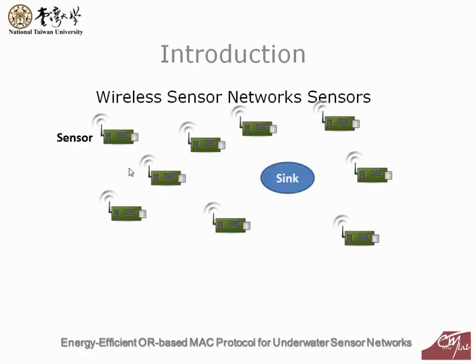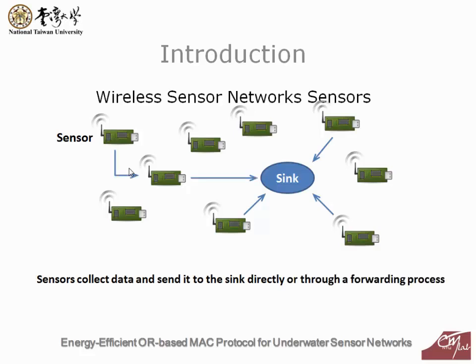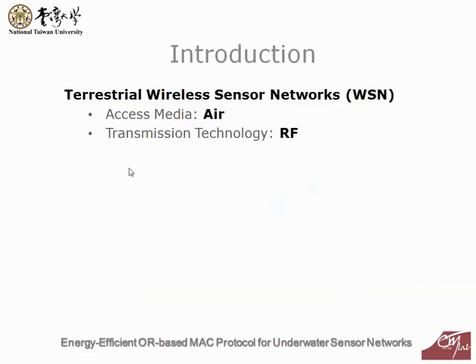And what is a wireless sensor network? It basically works with a sink and many sensors sending the information to that sink, sometimes directly or sometimes through a forwarding process. And this paper is going to talk about that forwarding process.